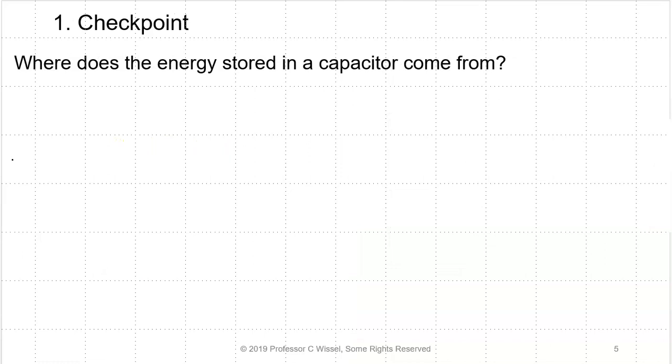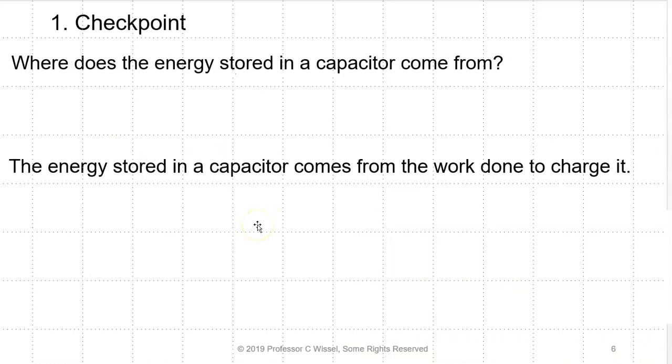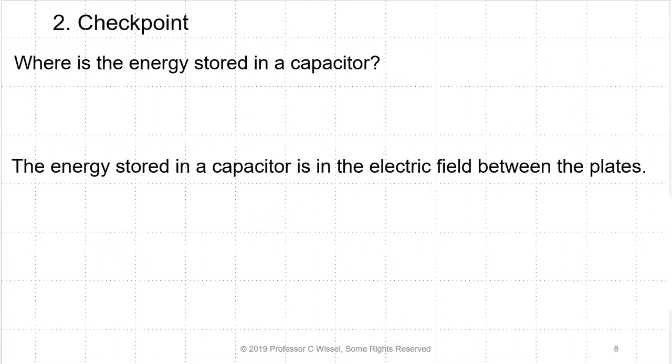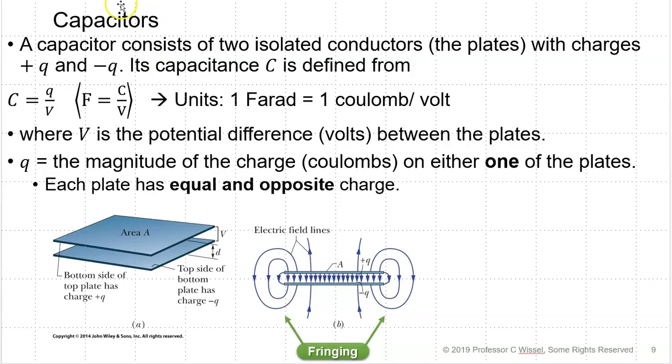Where does the energy stored in a capacitor come from? Well, it comes from the work done to charge it, because you never get something for nothing. Where is the energy stored in a capacitor? It's stored in the electric fields between the plates. Now, a capacitor will consist of two isolated conductors, the plates, with charges plus Q and minus Q. They're equal in magnitude, opposite in sign.